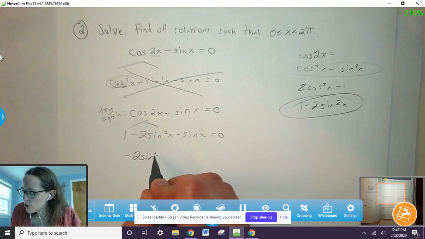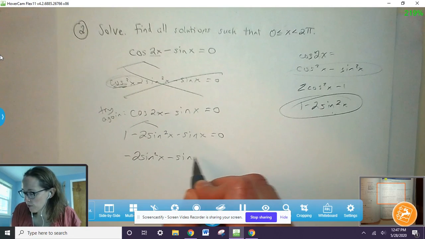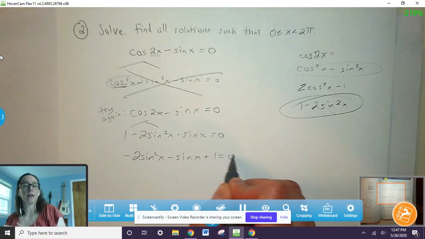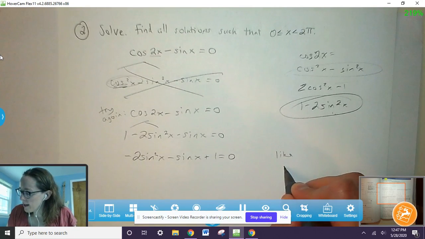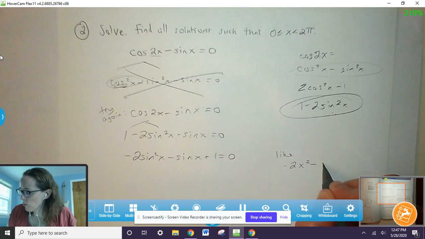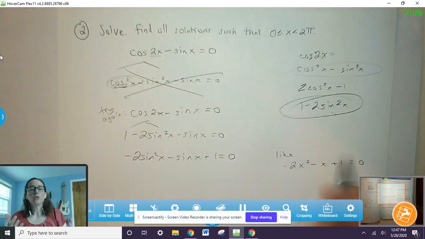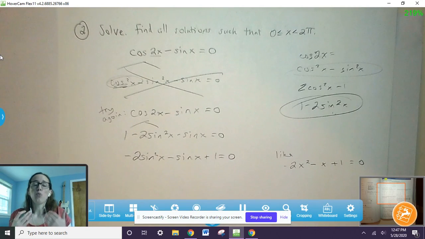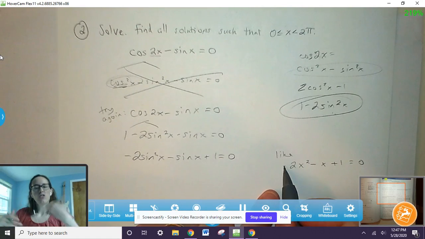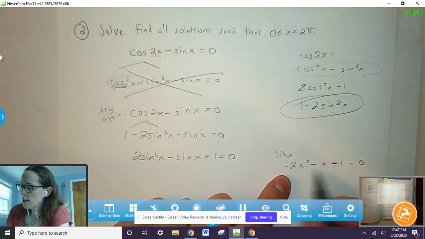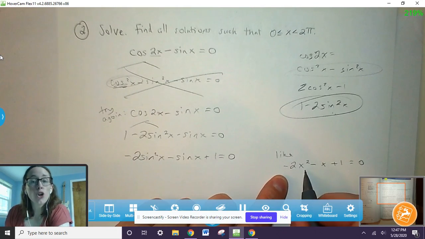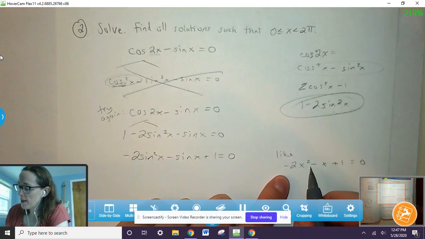I'm going to rearrange the terms. I put the sine squared term first, then the sine term, then the constant. The structure of this is like negative 2x squared minus x plus 1 equals 0. So what we want to do is factor to solve. And one thing that's bothering me here is that the first term is negative. Just like with this one, we can change the signs and make it a nicer problem. Because this is an equation, we can multiply both sides by -1.